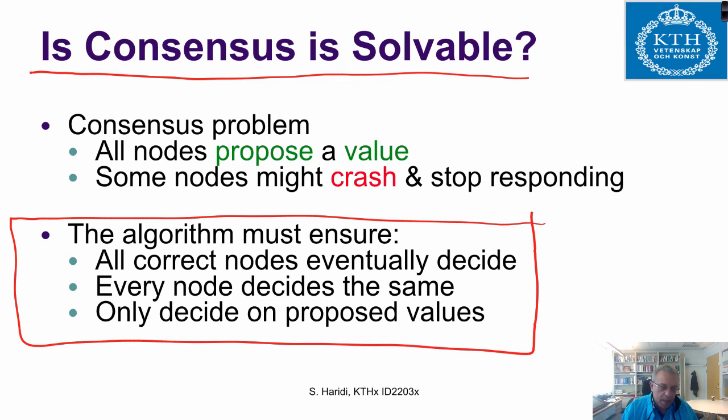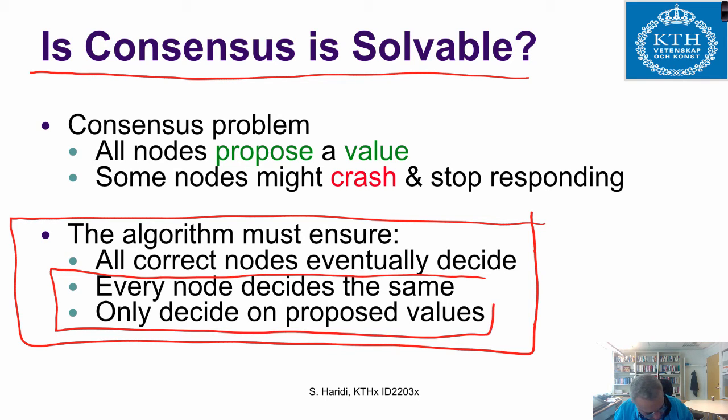And in fact, there are many models where you cannot satisfy these specifications. So in some models, consensus is not solvable. And in some models, you can find an algorithm that satisfies some of the properties of consensus. So for example, it is possible to easily find a model where you can satisfy these two properties. What are these two properties? That every node decides on the same value, and the only decided value is one of the proposed values.